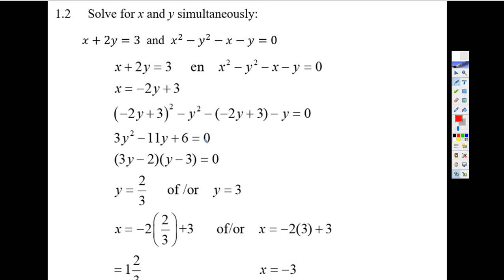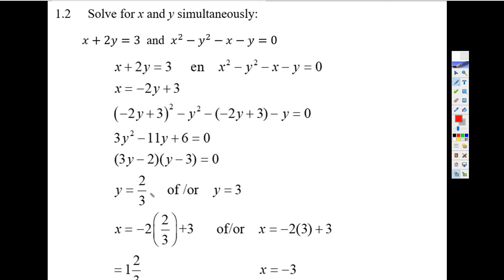You can put this into the quadratic formula, and you'll get these two answers for y. Or you can factor it. 3y times y is 3y squared. 2 times 3 is 6, negative. But look at this, minus 9y minus 2y. That's minus 11y when you put it together. So that means y minus 3 will make it 0. Or y equals 2 over 3. 3 times 2 over 3 minus 2 will equal 0. You can put that number over that number, change the sign.